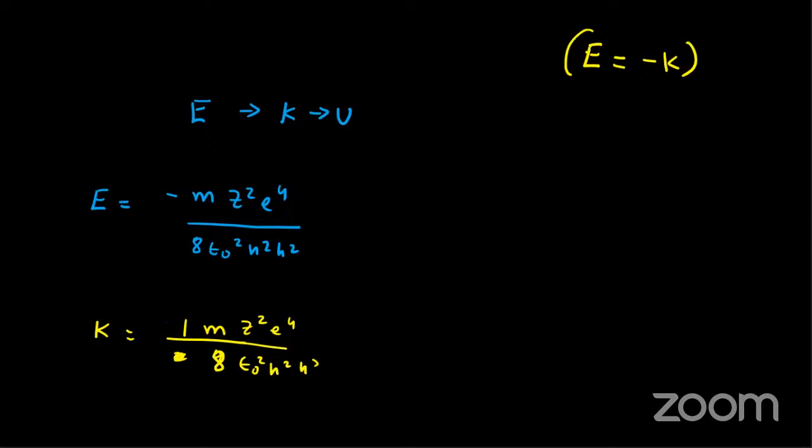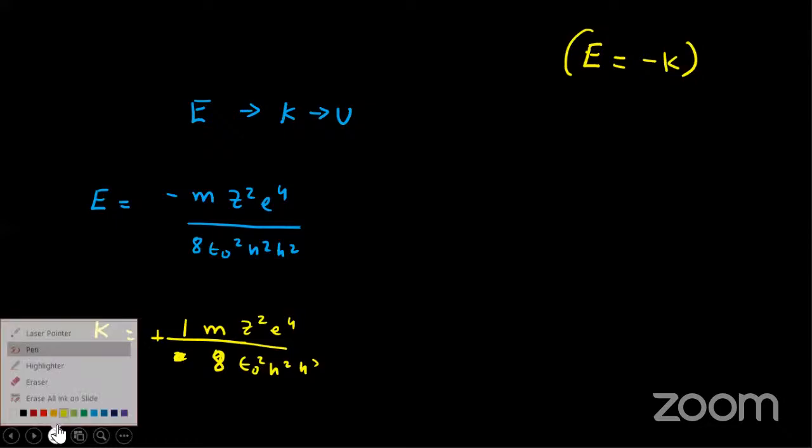In kinetic energy, half mv squared is positive, but total energy is negative. So they are equal, but with a negative sign. And what is the energy between potential? Let me find a formula for potential energy.